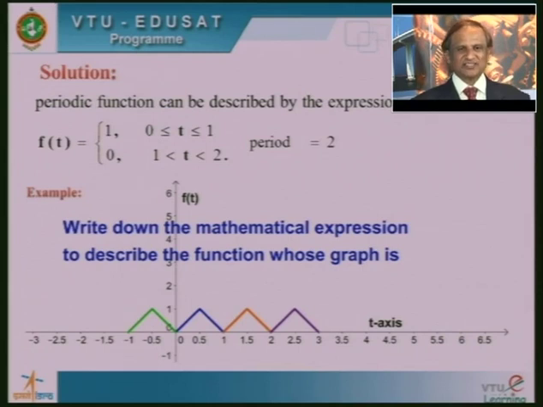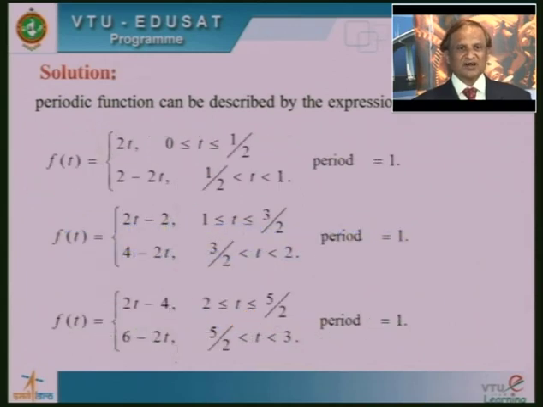Is that clear? Here, what is the period? The period is 2. So now you want to write this down mathematically. How are you going to write it down mathematically? You can write it in various forms. f(t) = 2t, where 0 ≤ t ≤ 1/2.